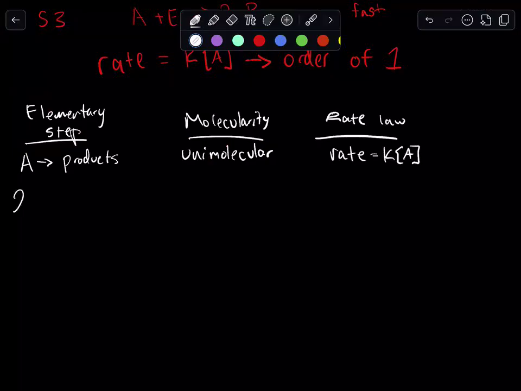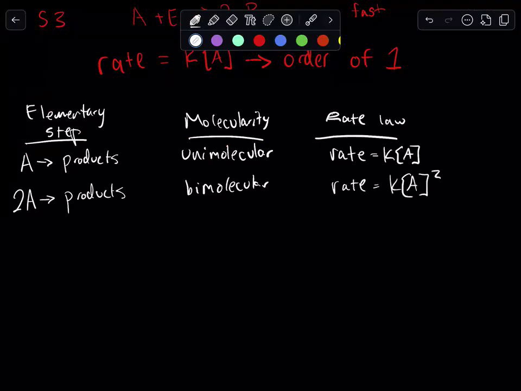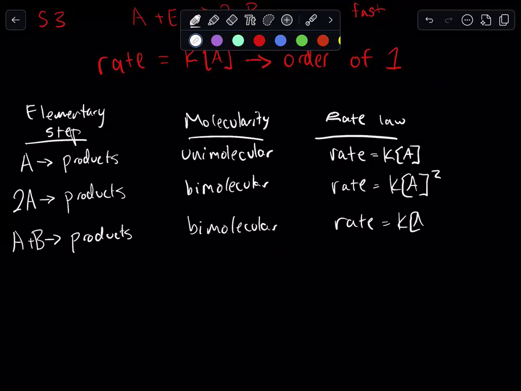Now, if we have 2A makes our products, this will be bimolecular, and our rate is equal to k[A] squared. If we also have A plus B makes our products, this will also be bimolecular, and our rate is determined by k times the concentration of reactant A times the concentration of reactant B.